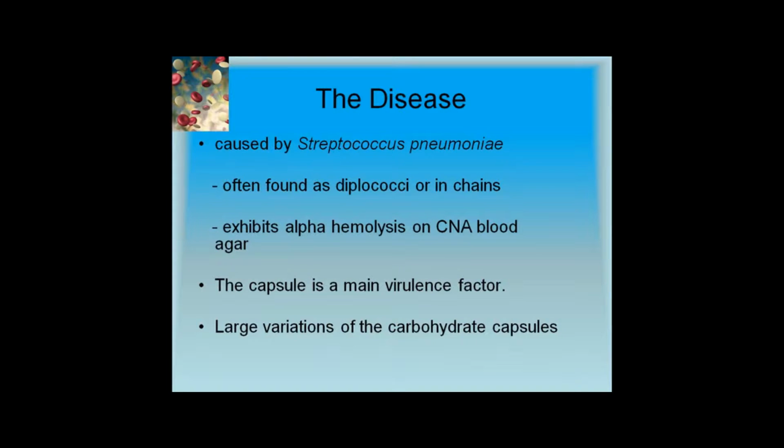The disease is caused by Streptococcus pneumoniae, a gram-positive coccus. The bacteria are often found as diplococci or in chains. They exhibit alpha hemolysis on CNA blood agar, and the capsule is the main virulence factor. There are actually large variations in the carbohydrate capsules, and therefore different strains of Streptococcus pneumoniae exist, which can cause disease.